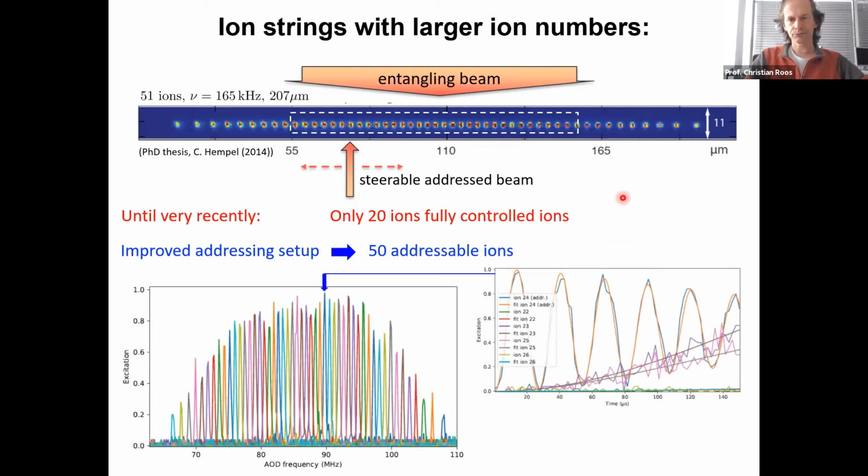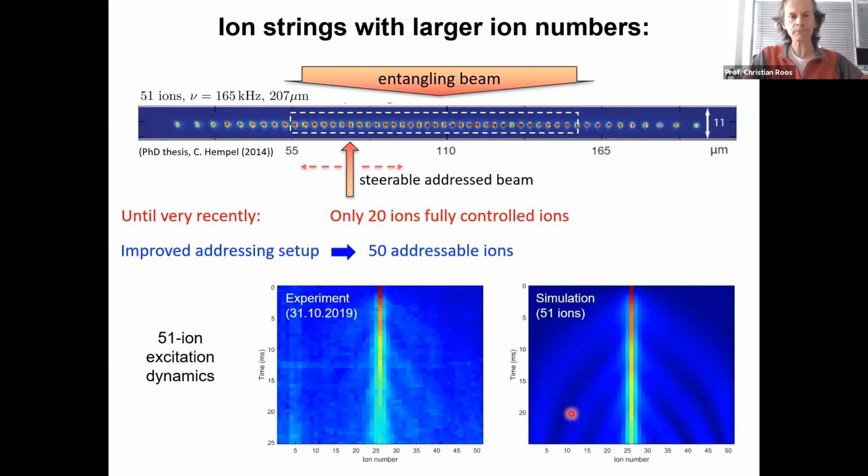In the last 2 years, we extended this capability, and now we are able to address up to 50 ions in a string. This is what you can see here. Every peak corresponds to a different ion being excited by this focused laser beam that is scanned over the ion crystal. For an individual ion, you can drive Rabi oscillations, in a context where the neighboring ions have interactions which are much, much weaker.